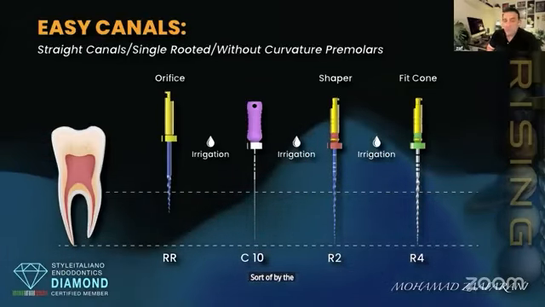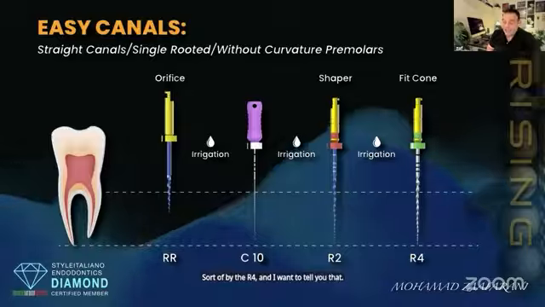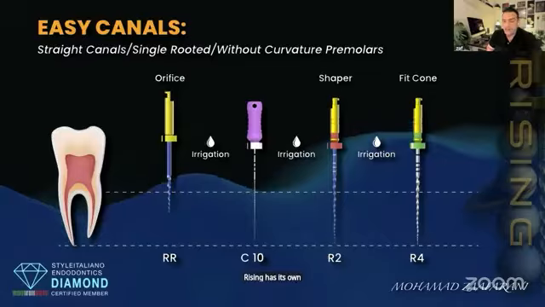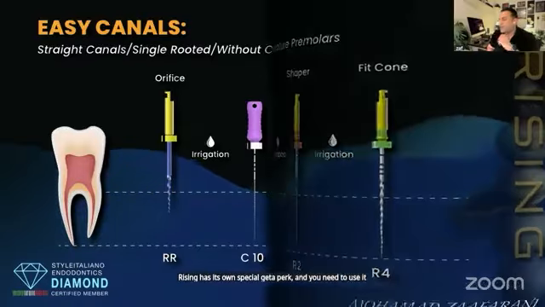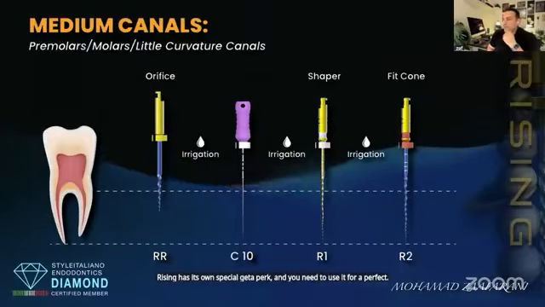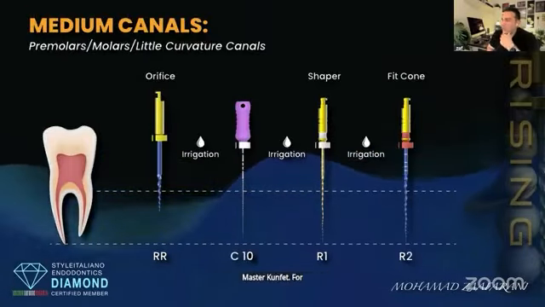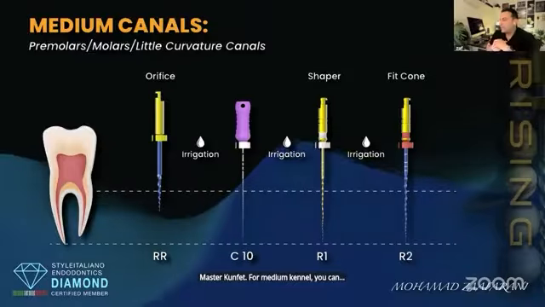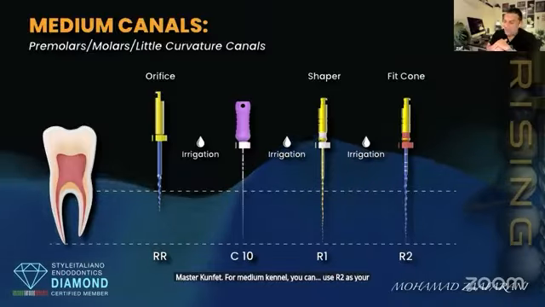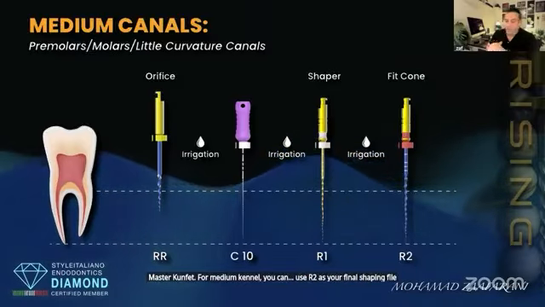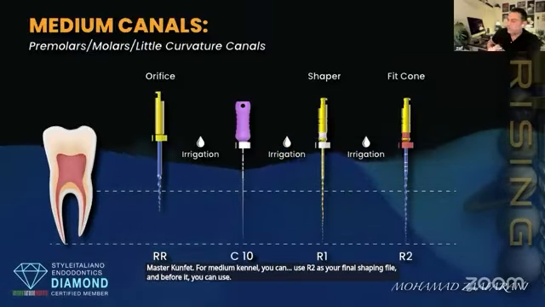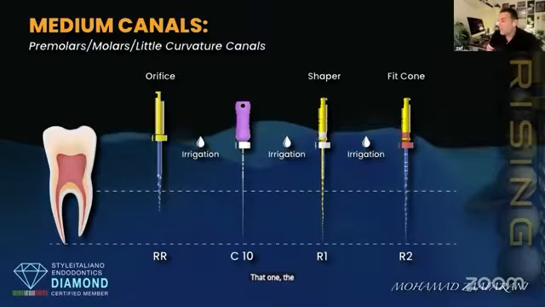And I want to tell you that RISING has its own special Gutenberg. You need to use it for a perfect master cone fit. For medium canals, you can use the R2 as your final shaping file. And before it, you can use that one, the R1, which is a mechanical glide path.